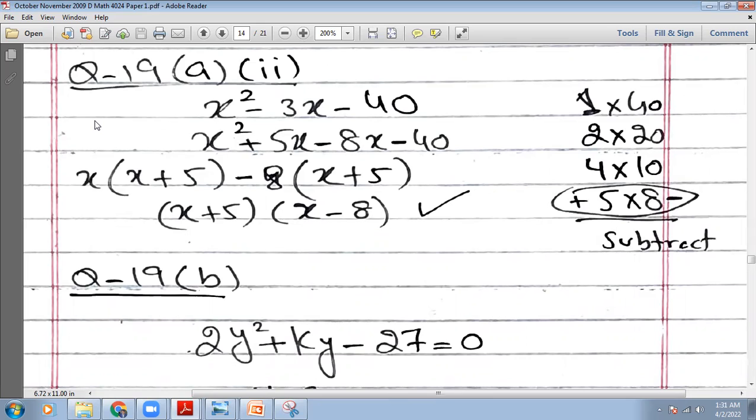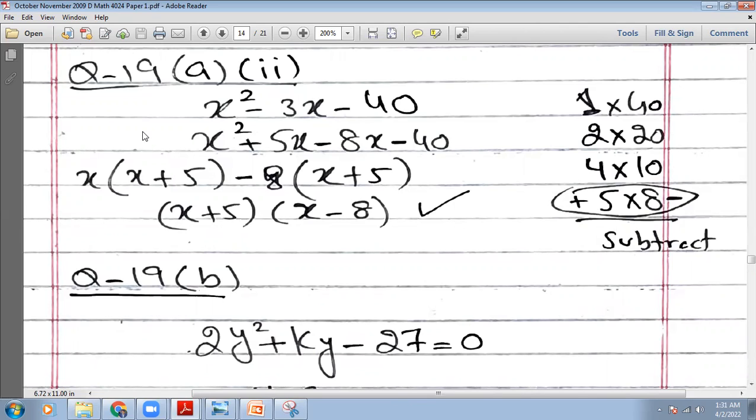They are 1 into 40, 2 into 20, 4 into 10, and 5 into 8. The third term has a negative sign, so we have to subtract. I will choose the pair which by subtraction will give you minus 3, but by multiplication will give you 40. So 5 and 8 is the pair which by subtraction can give you minus 3. Because you want minus 3, with the larger number I will put a negative sign, with the small number I will put a positive sign.